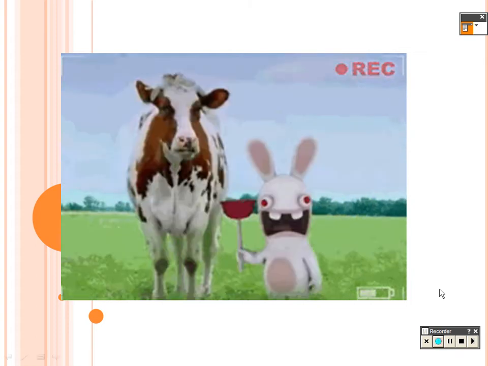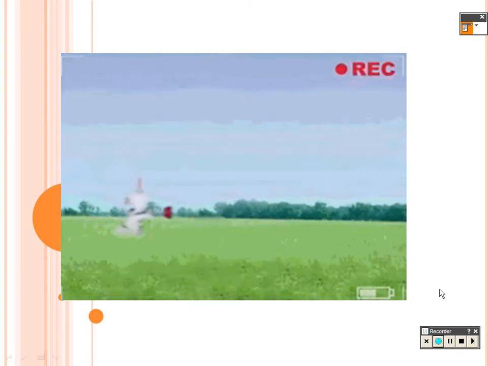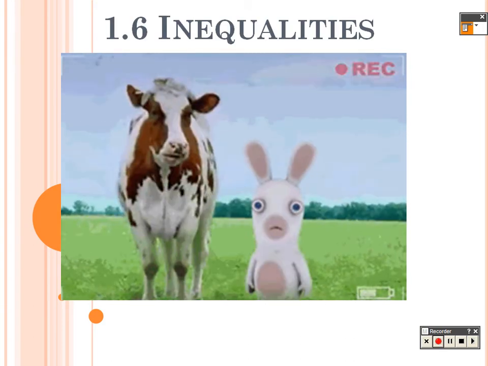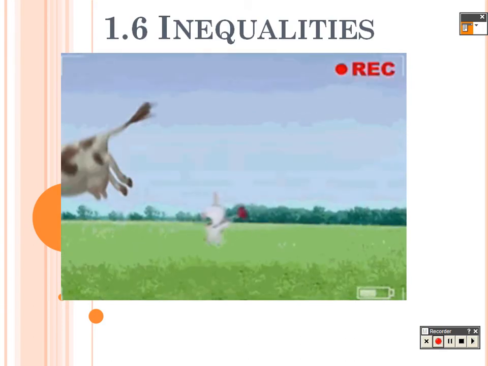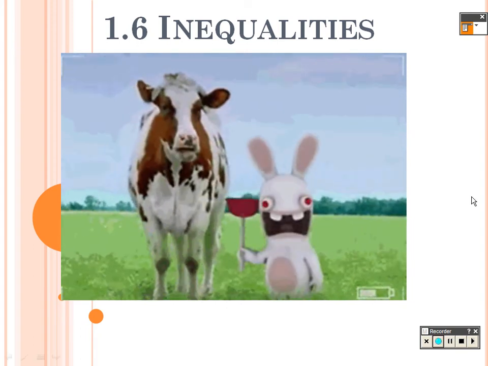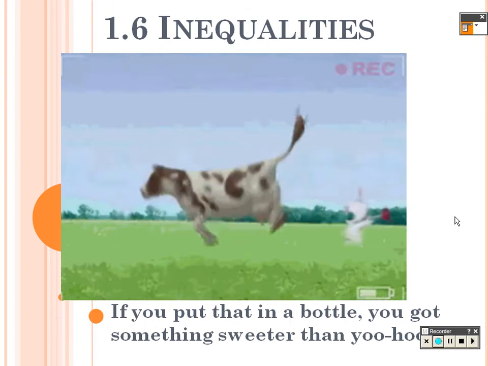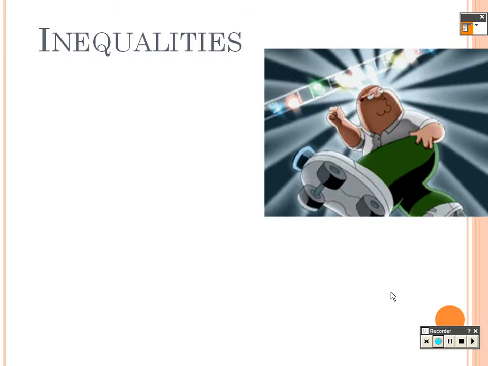Alright, in Trig we are on 1.6, and that is inequalities. So let's take a look at these different kinds of inequalities in 1.6.